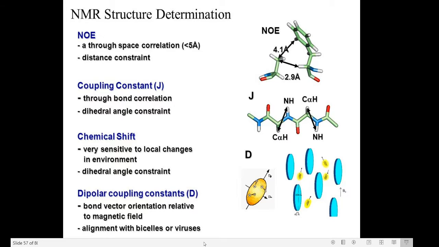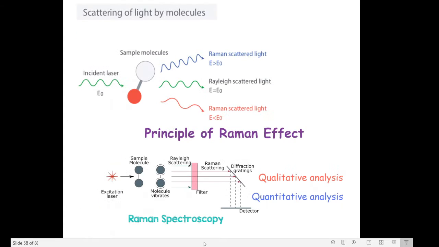Second is the structure, loops, hydrophilic region, hydrophobic region. With that kind of understanding, only then is the final structure developed. Next is scattering light microscopy, that is Raman microscopy.